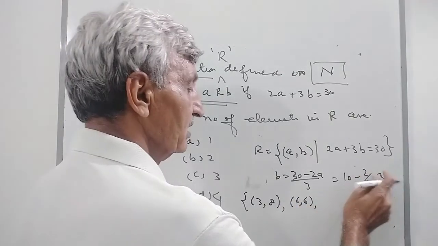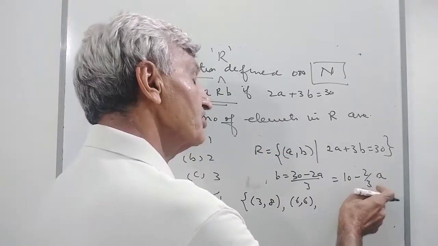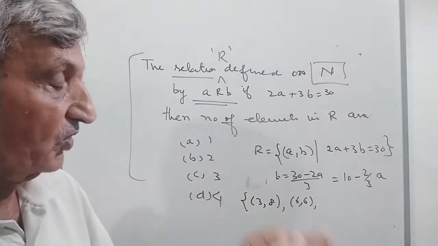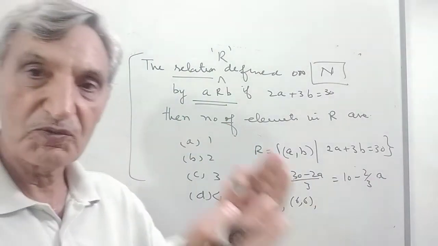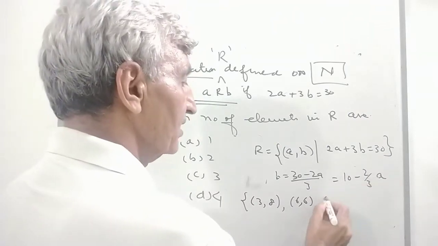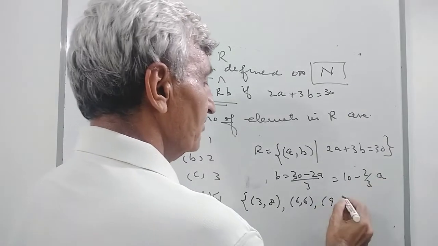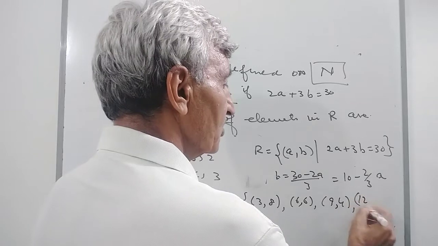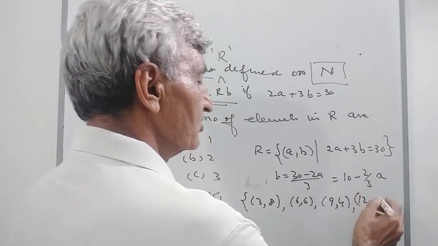When I put a value here, I cannot put just anything, you have to put values divisible by 3. It has to cut because it cannot be a fraction. It has to be a natural number. When I put 9, the answer is 4. Then I put 12, and 12 gives 2.